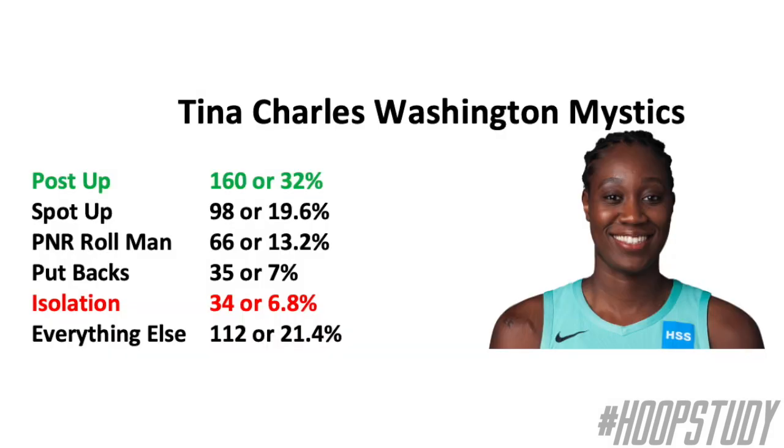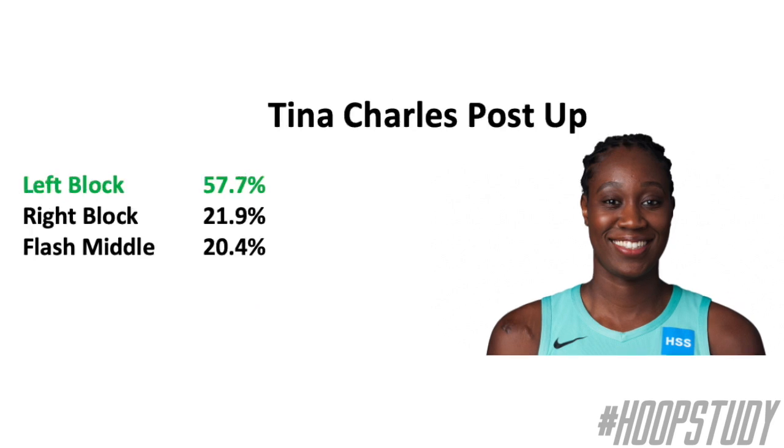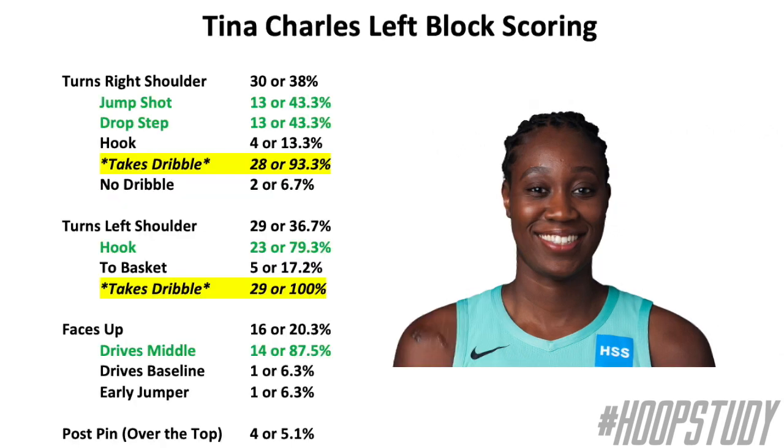So what are those tendencies that we saw with Tina Charles? First up, we saw that she posted up 57% of the time on the left block. So we know we have to try to keep her away from there, but she's more than likely going to get there regardless. So when she's on the left block, here are her tendencies. 43% of the time as she turns her right shoulder, she's either getting into a jump shot or she's going into a drop step. Now, if she turns over her left shoulder, it's probably going to be a hook shot, considering 79% of the time that's what she's doing.